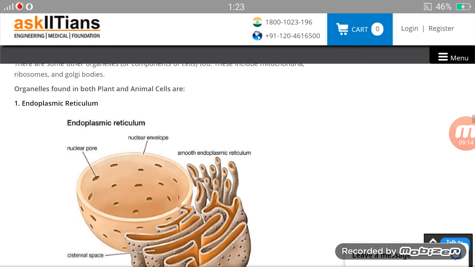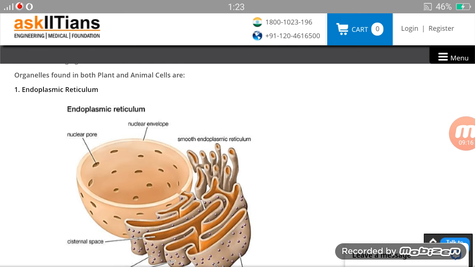Now let's come to the organelles found in both plant and animal cells. These are the organelles which are common to both. Among them, first is the endoplasmic reticulum, or ER. We also call it ER.